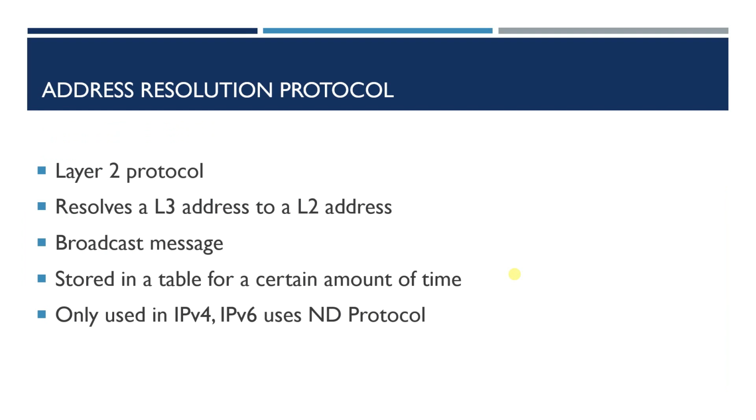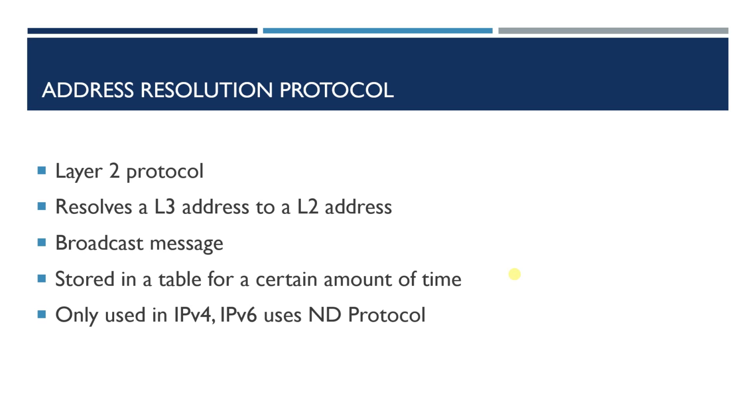What ARP stands for is Address Resolution Protocol. It is a layer 2 protocol. Some people think it's layer 3 because it has to do with IP addresses, but I'm going to do a lab and show you the packet captures to show you that there's no layer 3 header in there. So it is a layer 2 protocol. It resolves a layer 3 address to a layer 2 address.